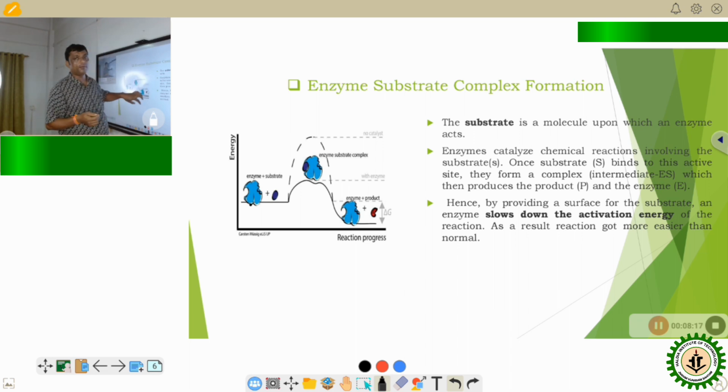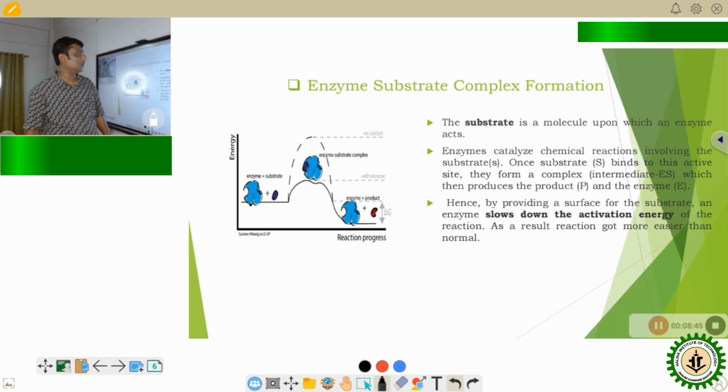But after formation of the complex, that is lowered. Suppose it is lowered to 8. In that condition, it needs 8 hours. So the time consumption is lowered. Rate of reaction is the change in concentration of reactant or product per unit time. So as time decreases, the time of production of product decreases, and the rate of reaction increases. That is the major function of the enzyme.